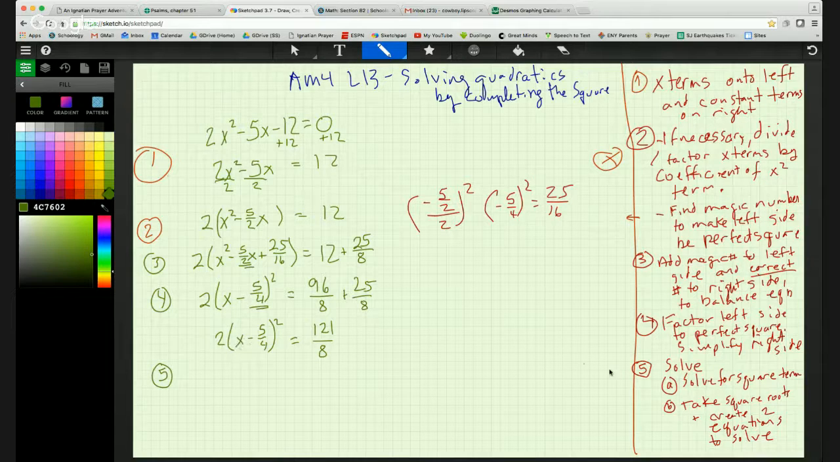So now we need to solve for the square term. So let me show you the square term. The square term is this term right here. And because it's not by itself yet, we have this 2 hanging out over here. We need to divide both sides by 2. And I can multiply this by 1/2 to divide it by 2. Same difference. So we get x minus 5 fourths squared equals 121 over 16.